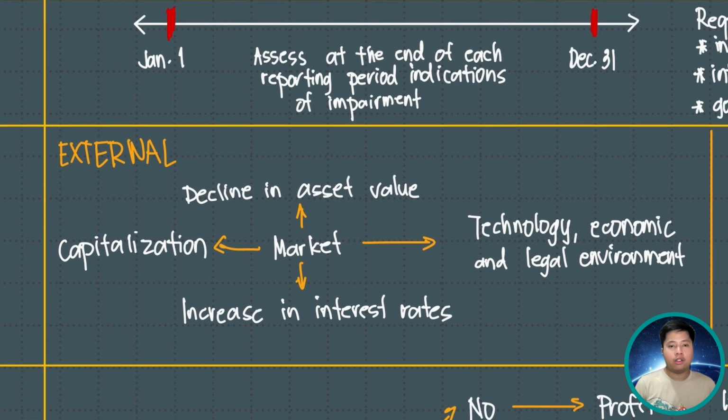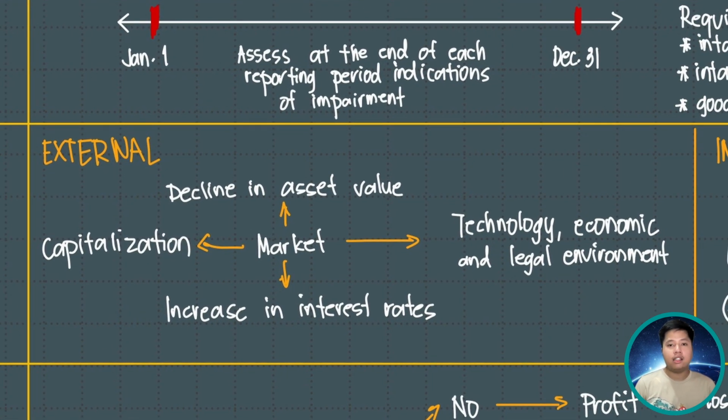The external indicators will include, first, a significant decline in the asset's market value. Second, significant changes in the technological, market, economic, or legal environment that adversely affect the recoverable amount of an asset. Third, an increase in market interest rate that adversely affects the discount rate used in calculating the asset's value in use. And lastly, if the carrying amount of the entity's net assets exceeds its market capitalization.